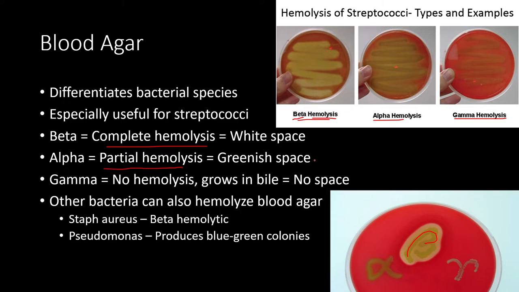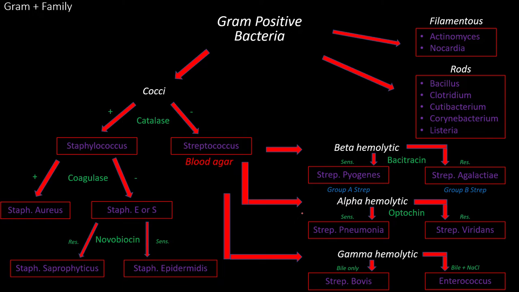Alpha hemolysis is partial hemolysis. So you'll see some greenish space, some hemolysis, but not complete. Okay, and gamma is no hemolysis at all. These usually grow in bile and not blood. So when you look at this here, there's pretty much no damage to the blood at all. And this is all blood agar, right? There are other bacteria that can also hemolyze blood agar, by the way. Staph aureus, for example, remember what I said, final boss? It can be beta hemolytic. Pseudomonas can produce blue and green colonies, right? But for these, we don't use blood agar. It's just that they can hemolyze blood agar, okay?